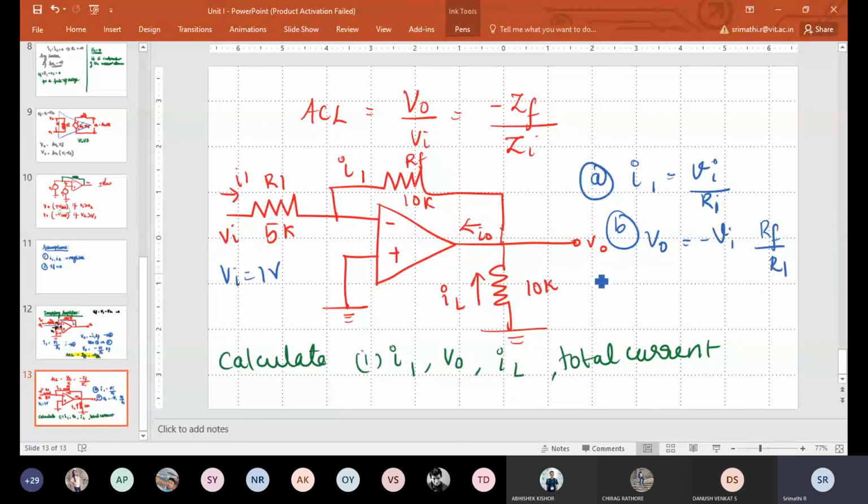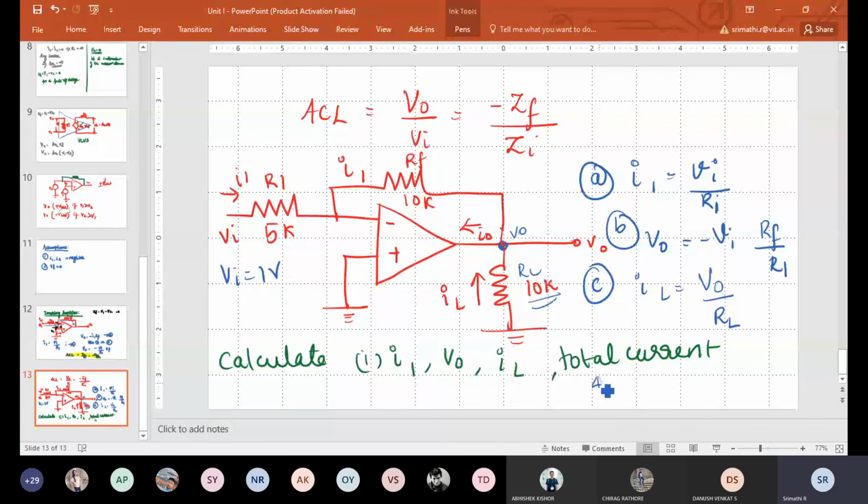And what about the third one? Subdivision C asks for the load current IL. How will you find IL? Look at the diagram. IL is at this node, this V0. It is V0 by RL. What is RL? 10K. This is RL.